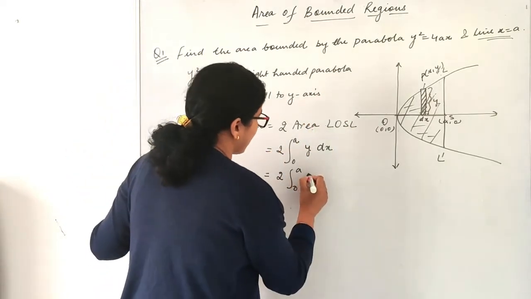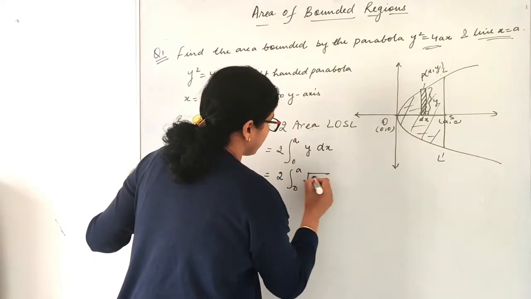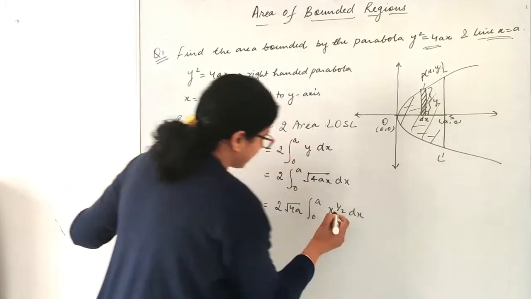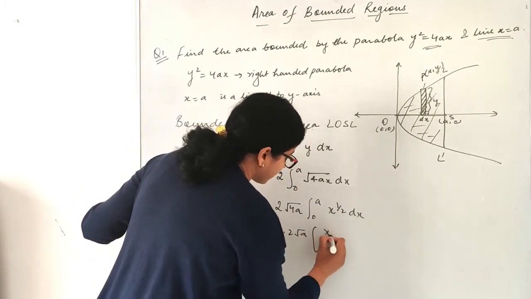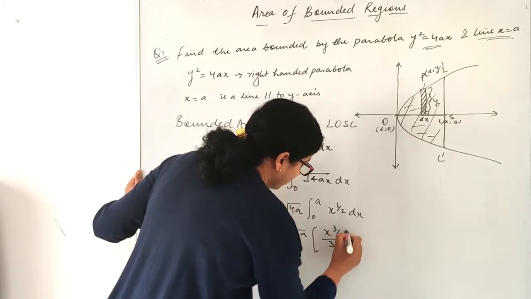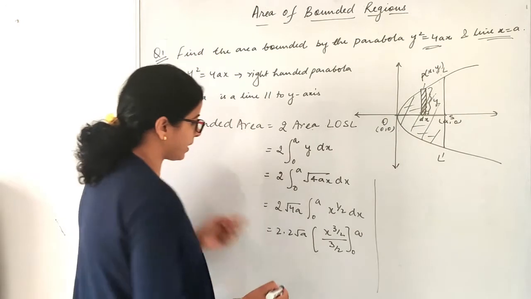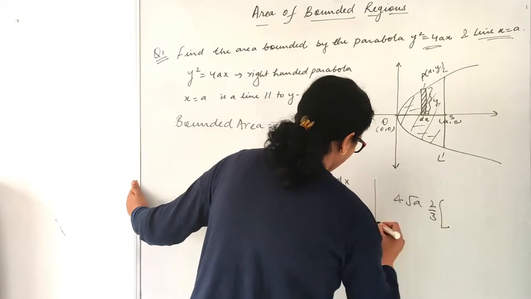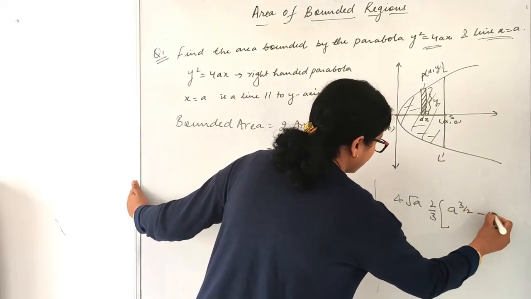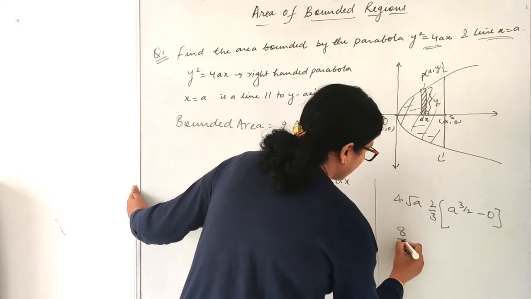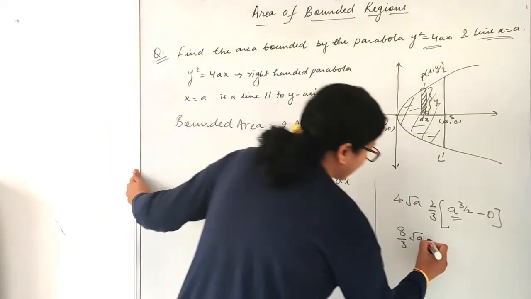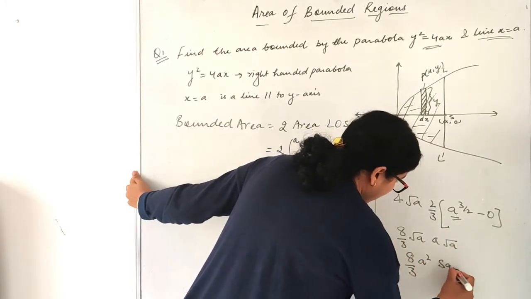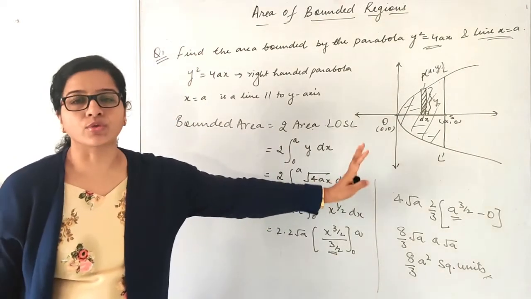Now let us find the value of y from this curve equation. So it is root 4ax dx. Let us take out root 4a outside. This will become x to the power half dx. So integrate it. So what it will become? x to the power 3 by 2 upon 3 by 2, 0 to a. So what will be my required answer? So 4 root a. From here I can take out 2 by 3 also common. So I am left with a to the power 3 by 2 minus 0, right? So 8 by 3 root a. a raised to the power 3 by 2 is nothing but a root a. It will become 8 by 3 a square units. So this is the way we are supposed to solve this question.